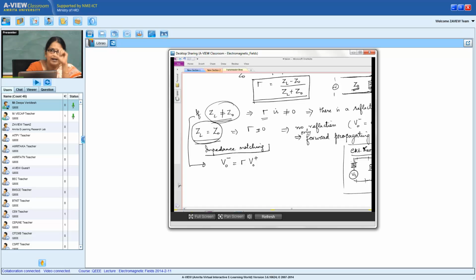So finding that characteristic impedance of the line is very important. How do you find the Z0? You essentially calculate RLGC. It's very important because only then you don't have reflection.